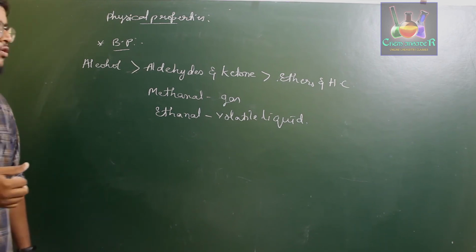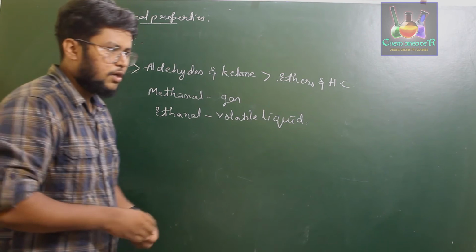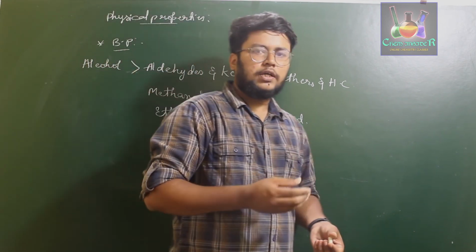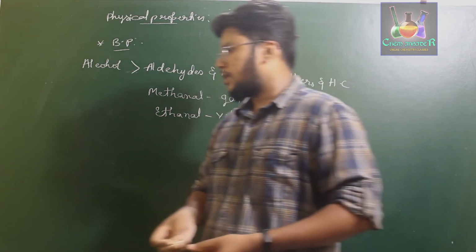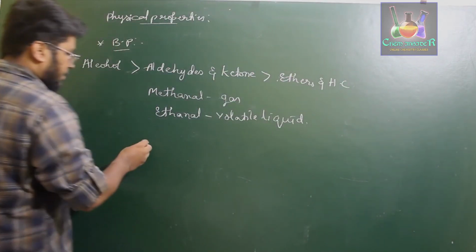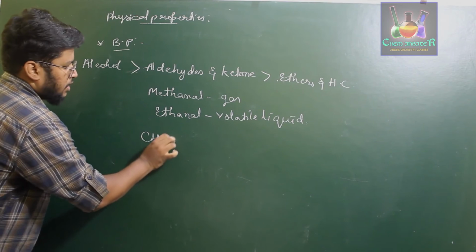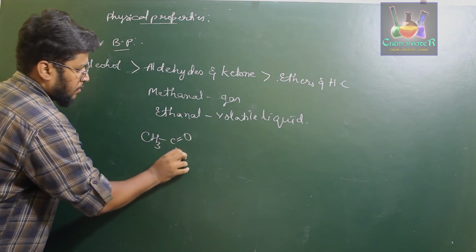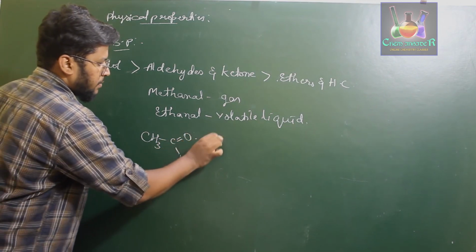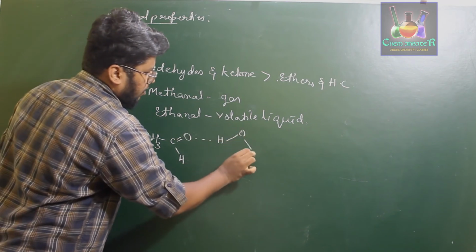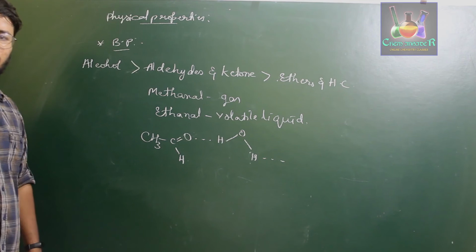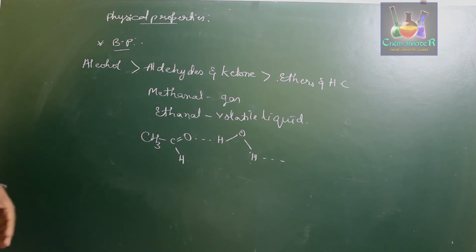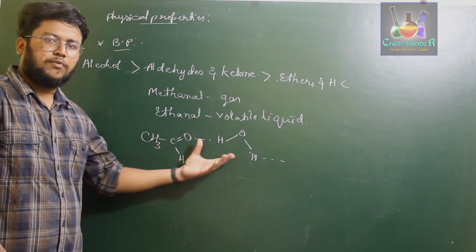And if you consider the solubility of aldehydes and ketones, most of the primary aldehyde and keto groups exhibit certain hydrogen bonding. For example, if you consider CH3 C double bond O H, these will experience certain hydrogen bonding with the water molecule. Therefore, they are somewhat soluble in water. Aldehydes are somewhat soluble in water.